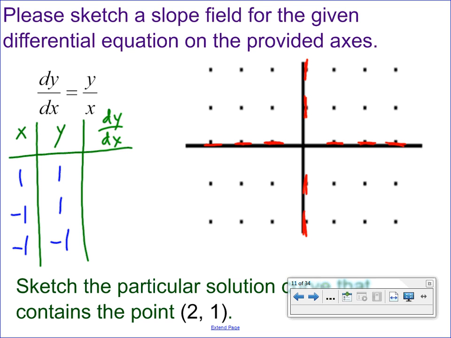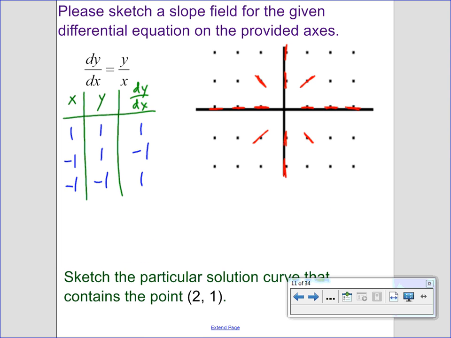We're going to have to make more. 1, 1 gives us 1. So at 1, 1, we need a positive 1 slope. At negative 1, 1, we need a negative 1 slope. At 1, negative 1, we would need a negative 1 slope. At negative 1, negative 1, we have a positive 1. Okay, well that's good. What else? We've got to get some more.